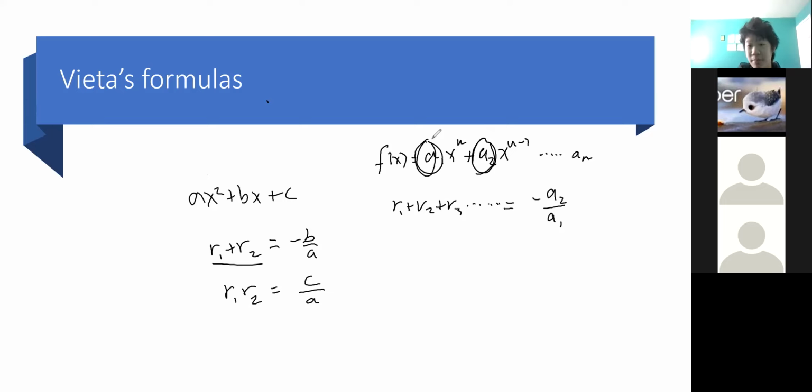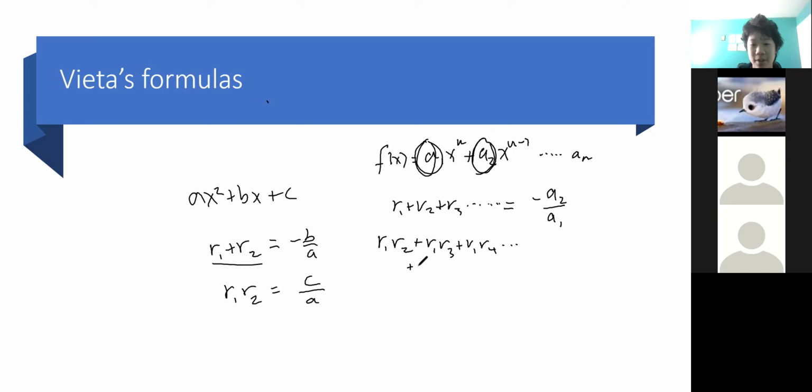The next one is if we pair the roots together in multiples. So r1, r2. Multiplying those, r1 times r2. If we pair them together, r1, r3 plus r1, r4.